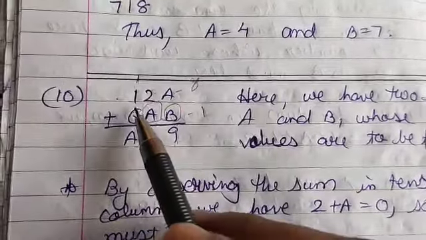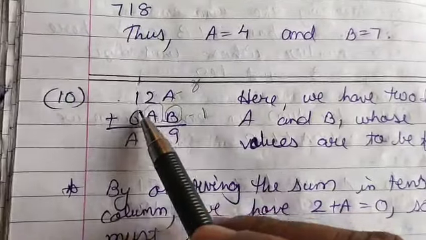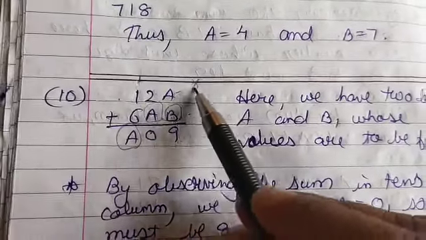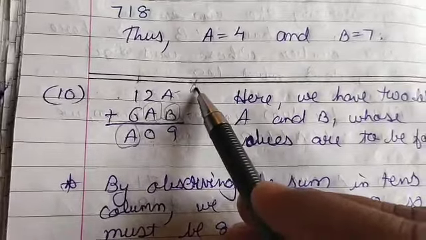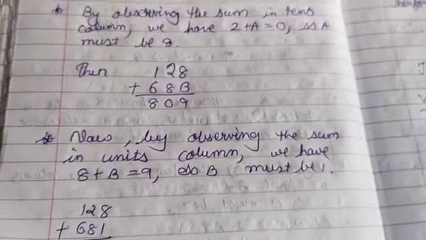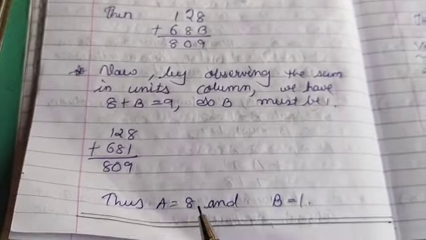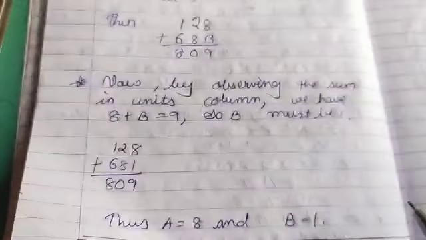Now check, that is 1 plus 1 is 2, plus 6 is 8. Yes, it is tallied, that is we had taken the value of A as 8. So this is how we found both the values, that is the value of A, that is 8, and the value of B, that is 1.